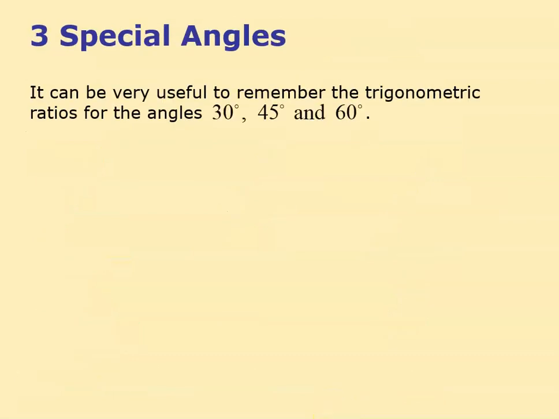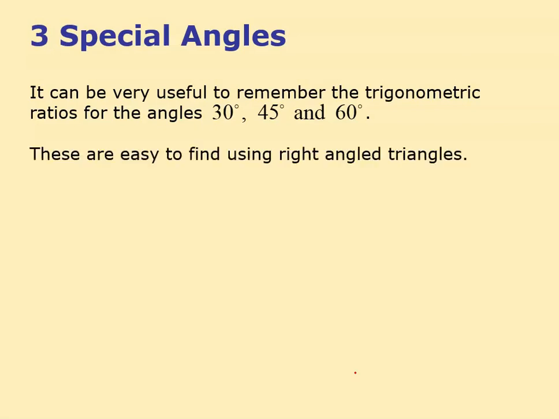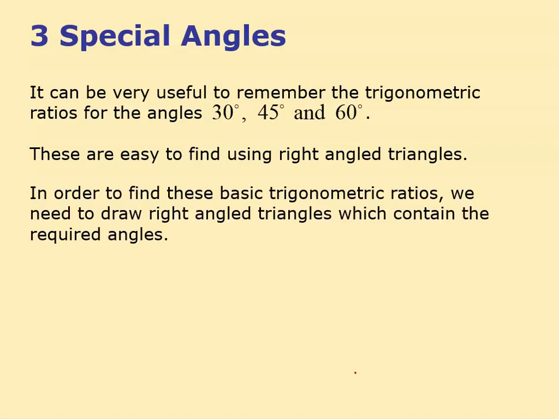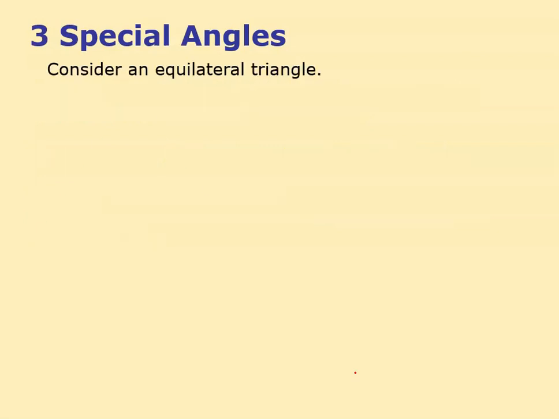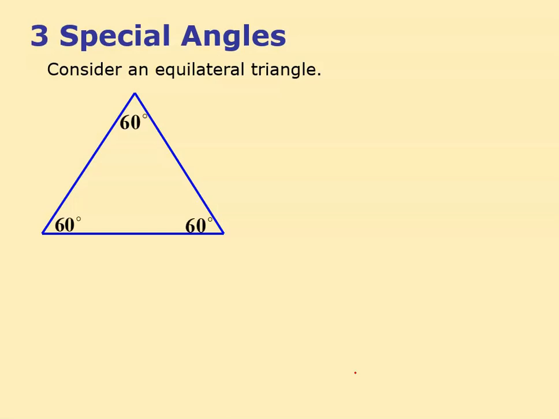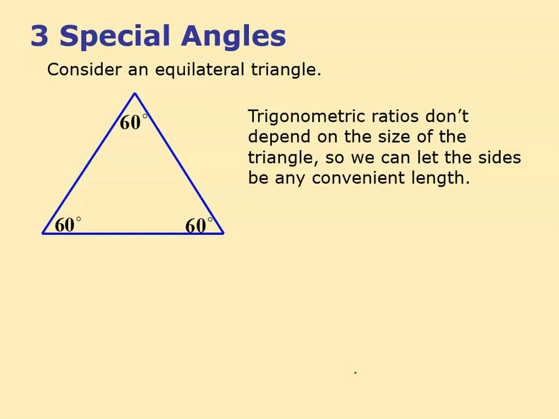Let's go on to the main part of the lesson for today. Three special angles. It says it can be very useful to remember the trig ratios for these three special angles. And it's certainly the case that you're meant to know them. And the thing is, we can use some basic trig tricks on some special triangles. The special triangle I'm going to start with is an equilateral triangle. This equilateral triangle, by definition, has 60 degrees in each corner.